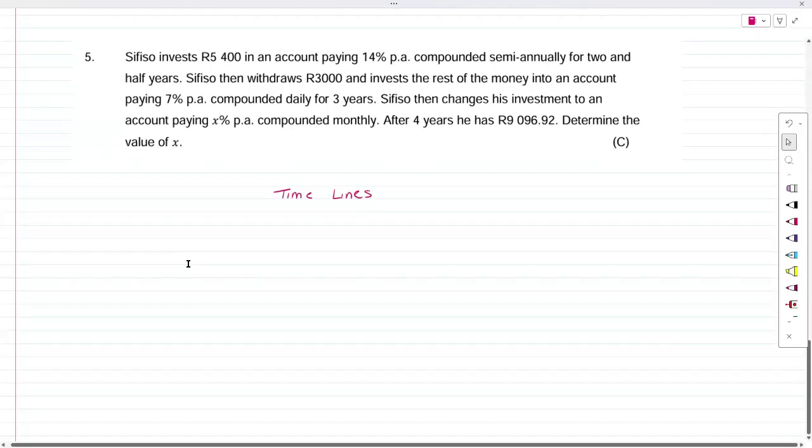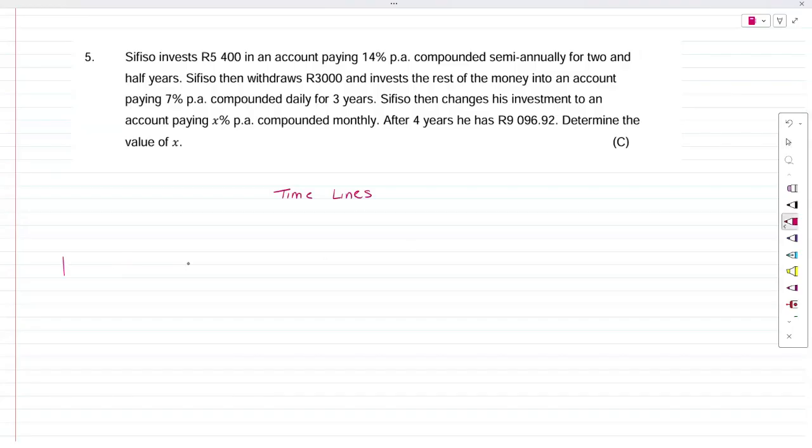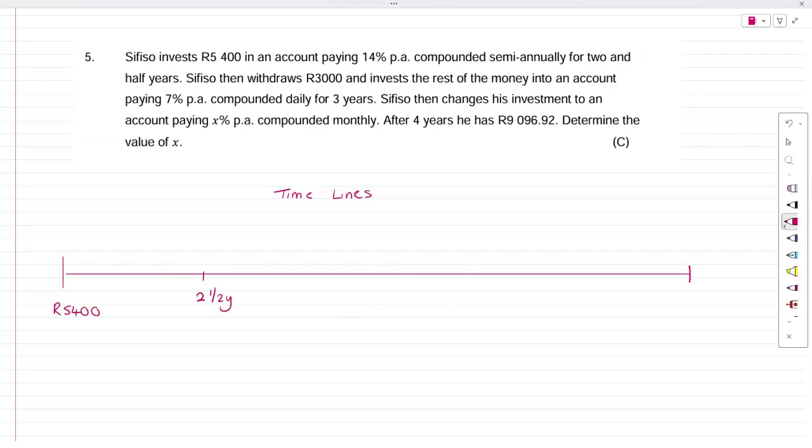Okay, so when it comes to timelines, this person invests 5,000 Rand, 5,400 actually, into an account paying 14% compounded semi-annually for 2.5 years. So let's start off with calculation 1. That's 5,400 gone for 2.5 years, and it's paying an interest of 14% compounded annually.